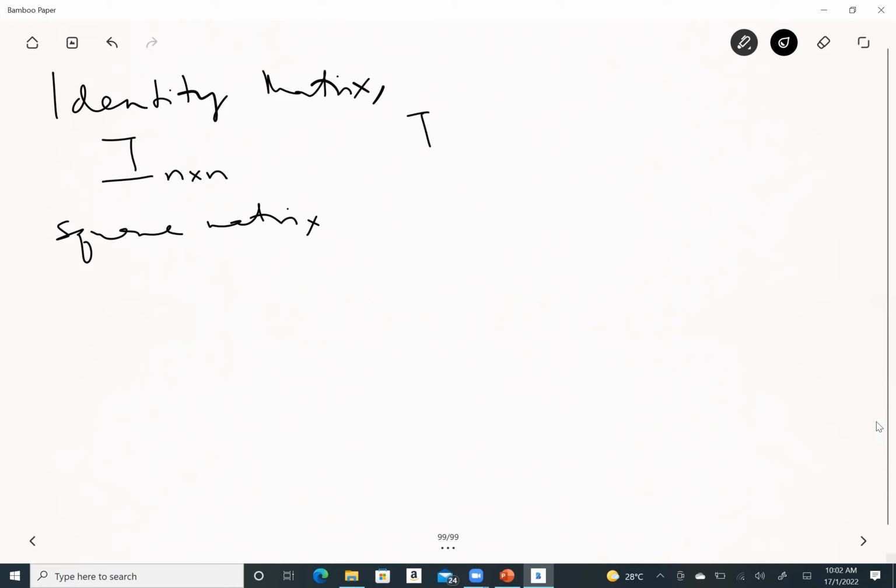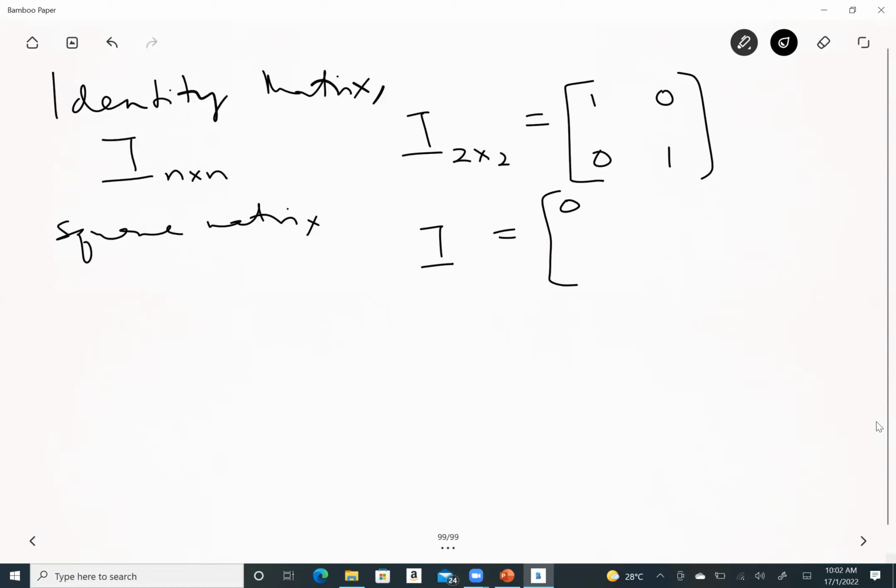So I start with I, say 2 by 2. That will be equal to 1, 0, 0, 1. So that is I. And then we can also have a 3 by 3. 1, I'm sorry, 1 0 0, 0 1 0, 0 0 1. And then you can also have 4 by 4. So if you have n by n, you can also construct its identity matrix.